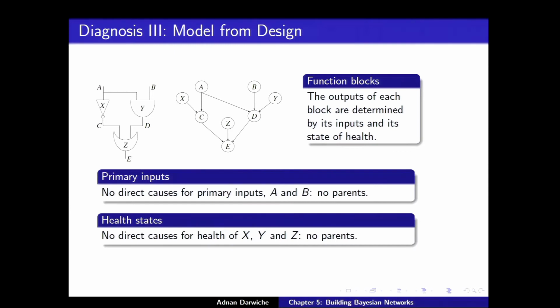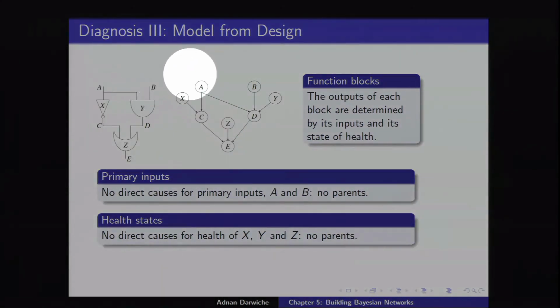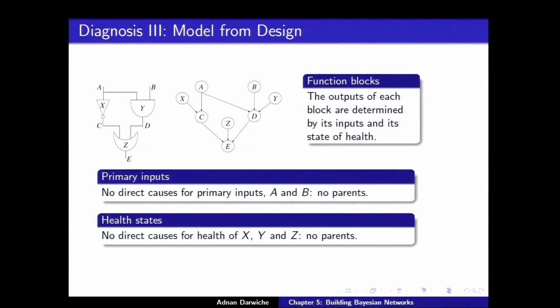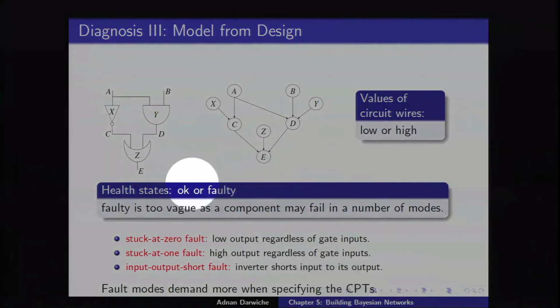By the way, what are the values of A, B? These, A, B, C, D, E, are on, off, right? What about X, Y, and Z? What are the values of these? You could do this, which is okay or faulty, but sometimes people talk about fault modes. That is, I want to specify the way in which something failed.